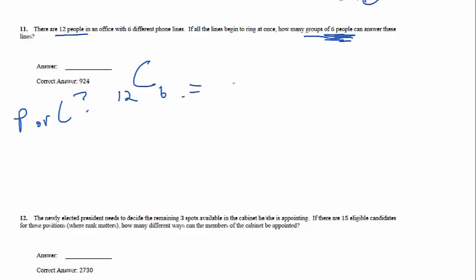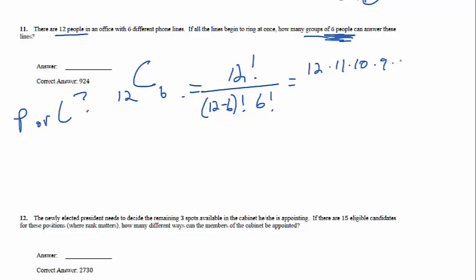This is 12 combination 6. So just like we did before, this is going to be 12 factorial over (12 minus 6) factorial times 6 factorial. And if I write that out, it's going to be 12 times 11 times 10 times 9 times 8 times 7 times 6 times 5. Note that I go all the way to 6 and so on. Divided by 12 minus 6 is 6 factorial. So that's 6 times 5 times 4 times 3 times 2 times 1 times 6 factorial.